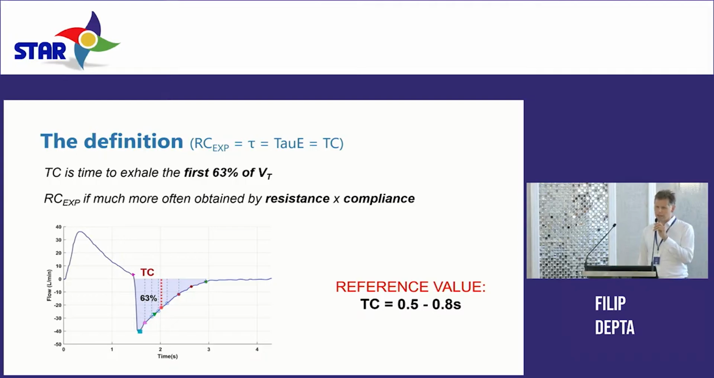Time constant is, however, much more frequently obtained from multiplication of resistance and compliance that require expiratory and inspiratory holds. So the first is measured, it's quite easy to measure. The second, it's a little more complicated and needs some interference with the ventilation. Reference values used to be between 0.5 and 8 seconds. This is what you can find in most studies.